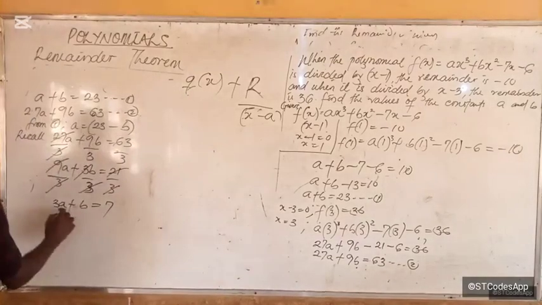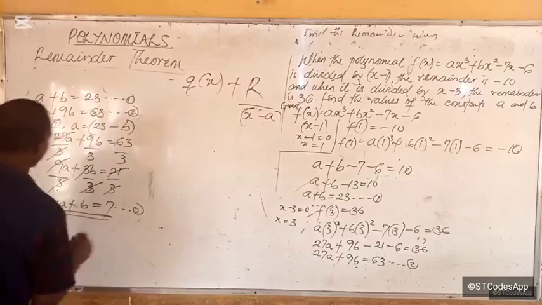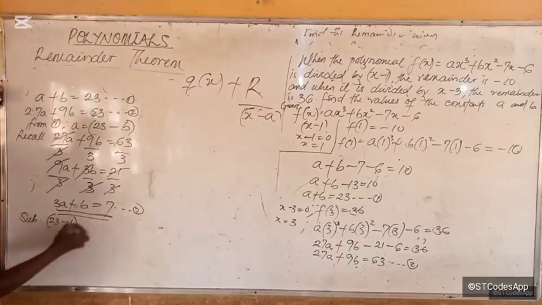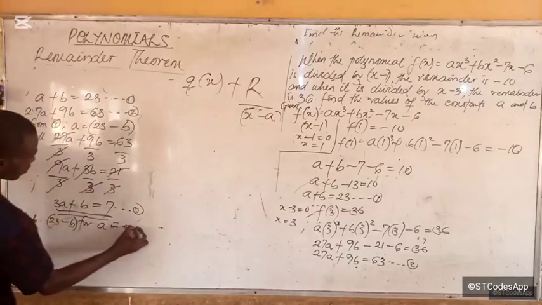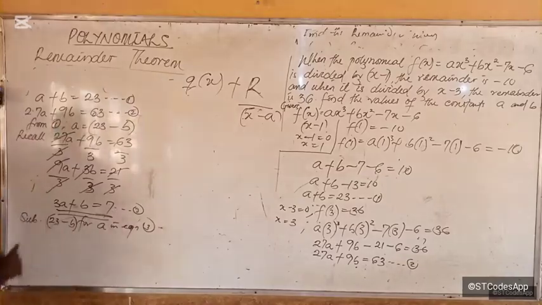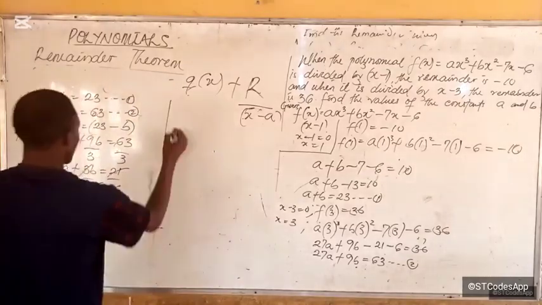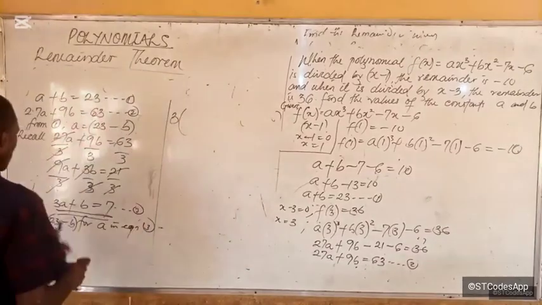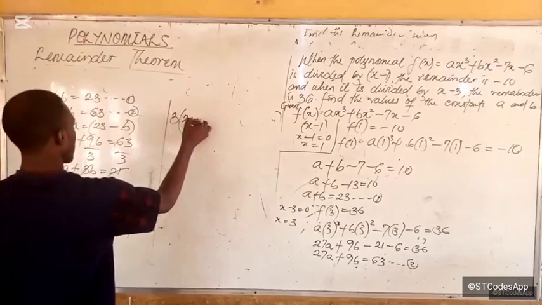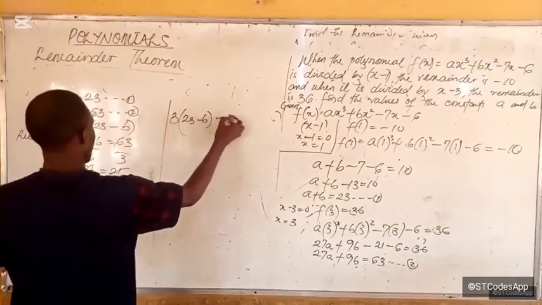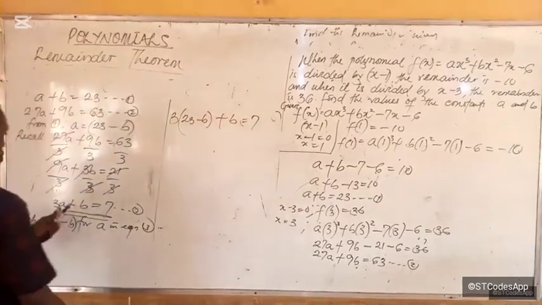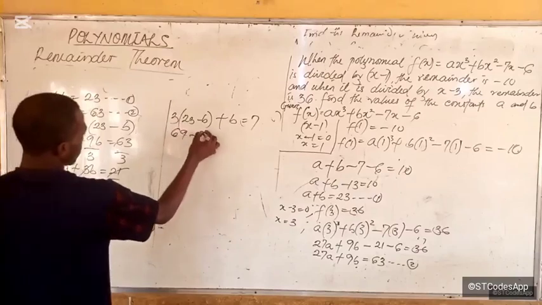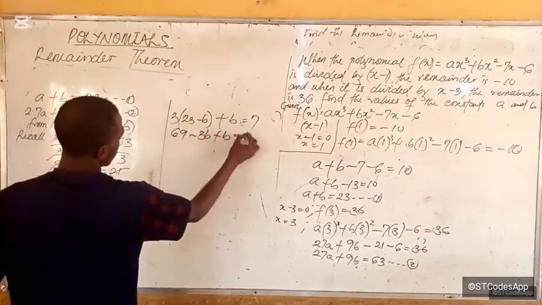So these are our new equations. So let's call this equation 3. Now substitute 23 minus b for a in equation 3. Meaning that anywhere we find a, we'll put 23 minus b. So 3 into bracket 23 minus b, then plus b is equal to 7. So we now have 3 by 23, that's 69 minus 3b plus b is equal to 7.